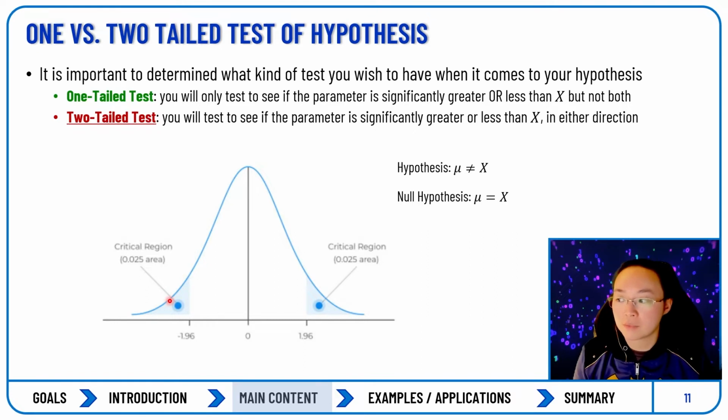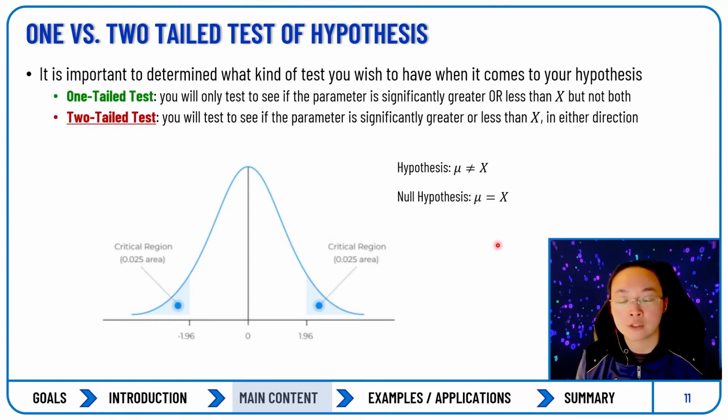So in this case, you would make sure your 5% is split into your 2.5% at the beginning and at the end of your confidence interval. And so you have your lower and upper tails, and you're going to test to see if the parameter is significantly greater or less than x in either direction. So our hypothesis here is going to be mu is not equal to x. So then your null hypothesis is going to be mu equals x.